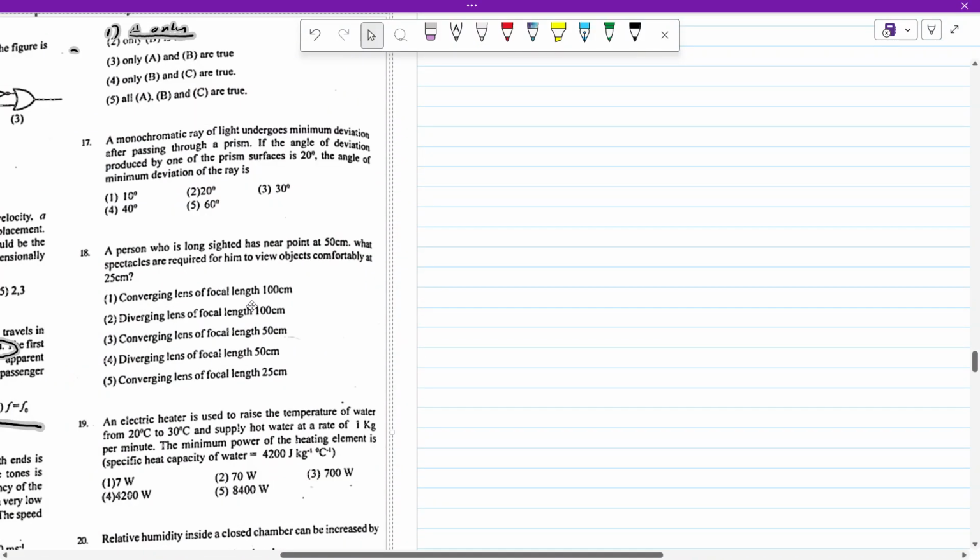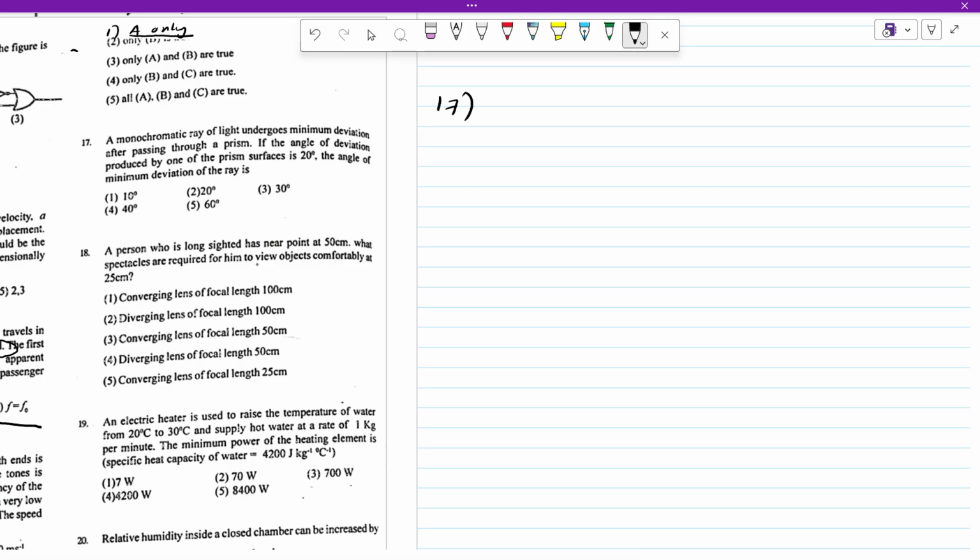Now we will be discussing question number 17. A monochromatic ray of light undergoes a minimum deviation after passing through a prism. If the angle of deviation produced by one of the prism surfaces is 20 degrees, find the angle of minimum deviation of the ray. This lesson is refraction of light under oscillations and waves. At the minimum deviation, the light ray travels symmetrically in the prism.